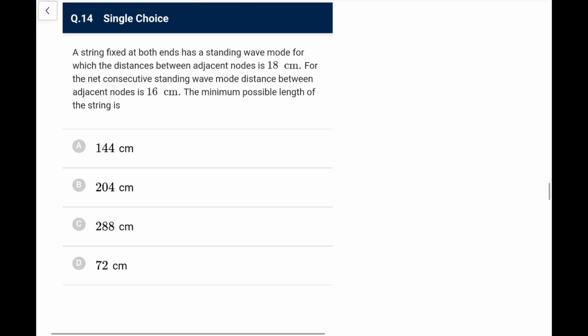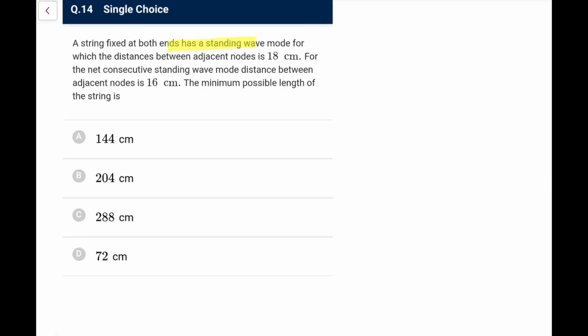Next, a string is fixed at both ends in a standing wave mode for which the distance between adjacent nodes is 18. The distance between adjacent nodes, that is lambda by 2, is 18, so lambda is 36. For the next consecutive wave mode, lambda becomes 32. So what would be the possible length?